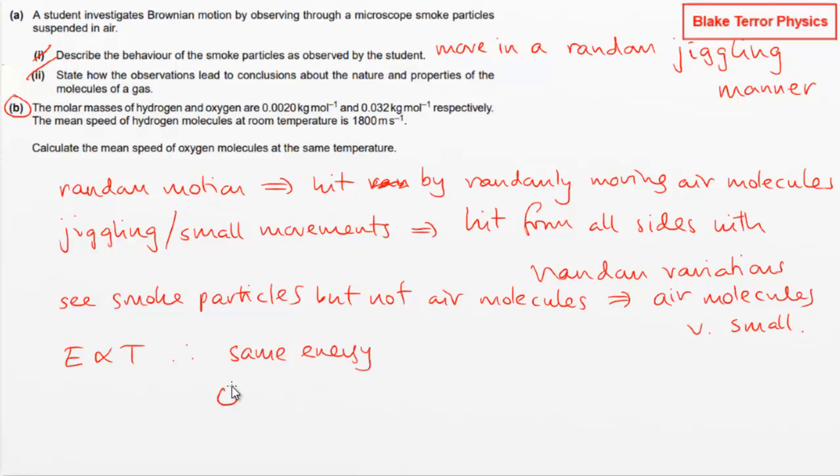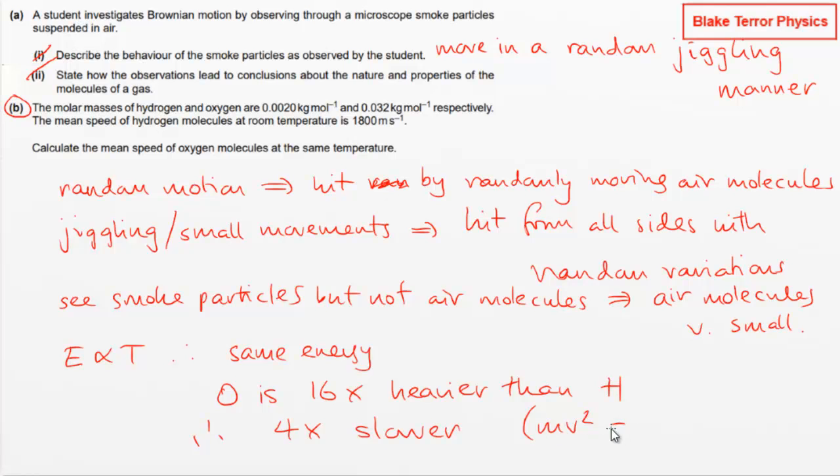So we've got oxygen that's going to be 16 times heavier than hydrogen. Therefore, it's got to be 4 times slower, because the mv squareds have got to be equal to each other. Half mv squared equals half mv squared. So those things have got to be equal for the oxygen and for the hydrogen. So therefore, we've got a quarter of 1800. 1800 divided by 4, which is going to be 450 meters per second. So another fairly simple calculation.